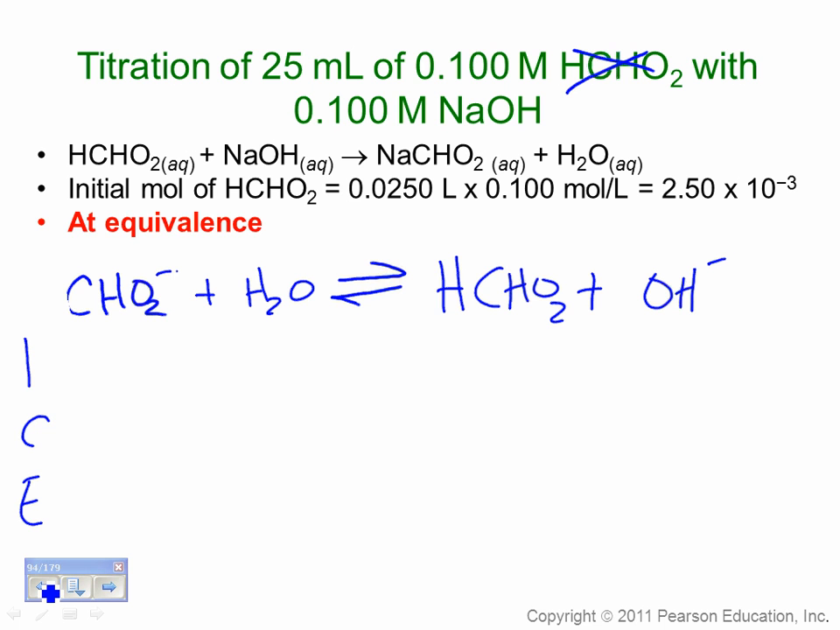And I need to know the concentration of that formate. I need to know the initial concentration of the formic acid, the initial concentration of the hydroxide. So if you remember from the previous stoichiometry, I had 2.5 times 10 to the minus 3 moles. That's the number of moles. For an ICE diagram, as is usually the case, I need the concentration, not the number of moles.